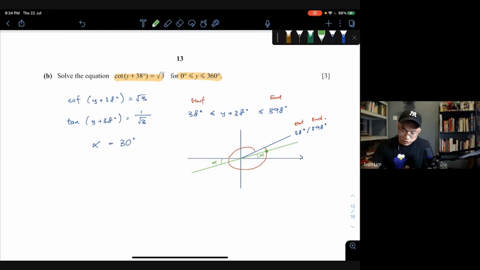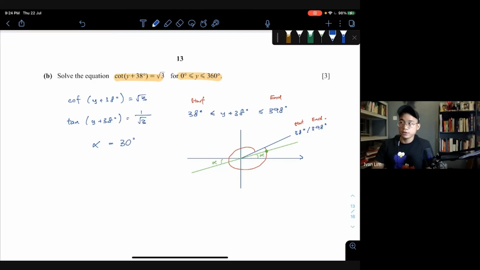Can you see? Your angle right now starts at 30 degrees, then goes to 390. But this part here still is the same. So it's 270 plus alpha. So for this question, you all have to be careful. Most students will get this question wrong, right?